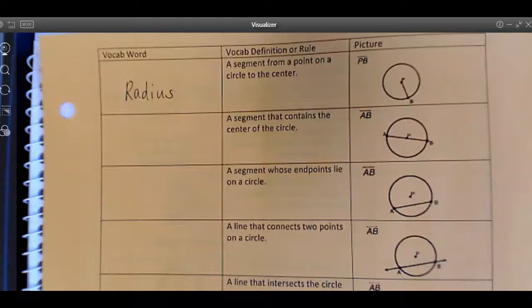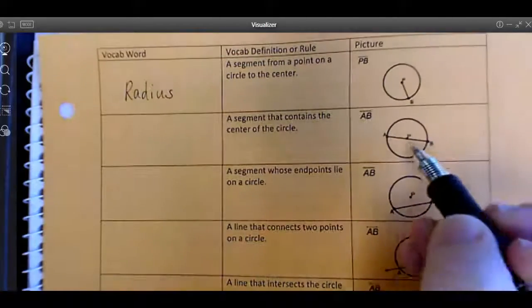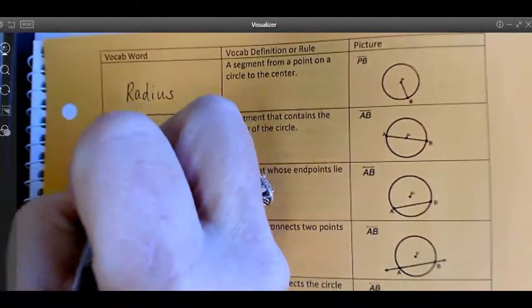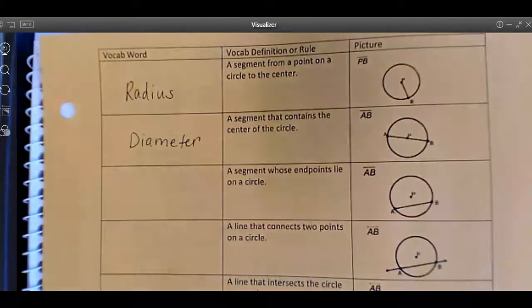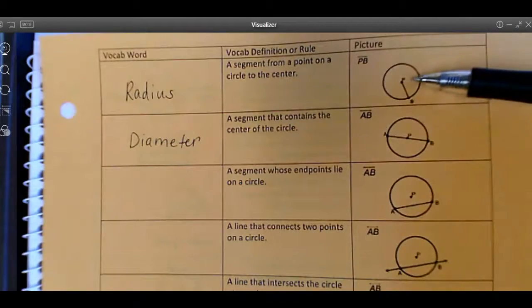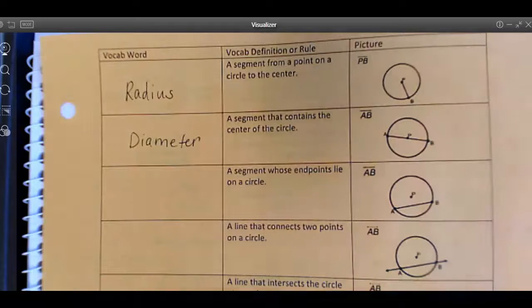Alright, the next one, it says a segment that contains the center of the circle. So I go through 2 points on the end point of the circle, but I also go through the center. The fact that it goes through the center is really, really important. It is the diameter. And I think you know that if you know the radius, you can get the diameter, the length of it, by multiplying by 2.